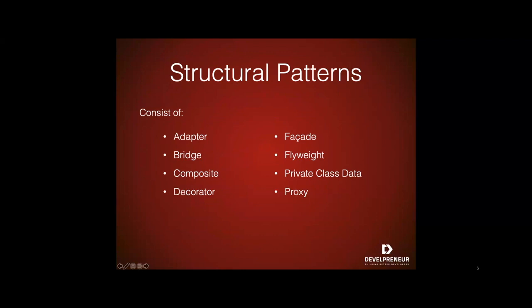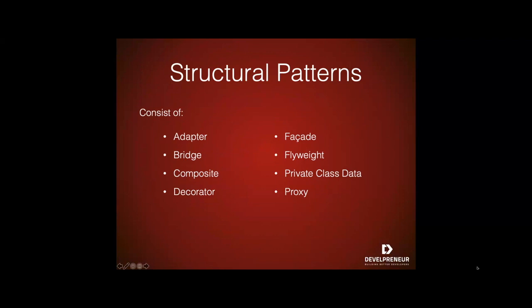Composite is a structural design pattern that lets you compose objects into tree structures and then work with these structures as if they were individual objects. The decorator is a structural design pattern that lets you attach new behaviors to objects by placing these objects inside specially wrapped objects that contain the behaviors.